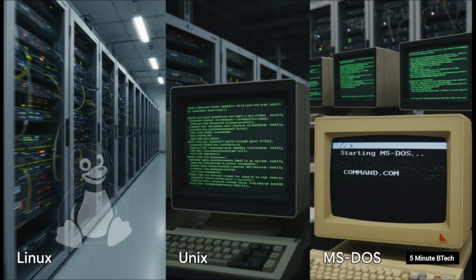And believe it or not, you've definitely used monolithic systems. The entire family of Unix-like systems, which includes the absolute powerhouse that is Linux, is built on this model. Even good old MS-DOS was a classic example of this super fast but kind of fragile design.